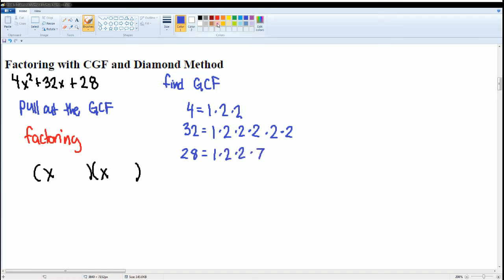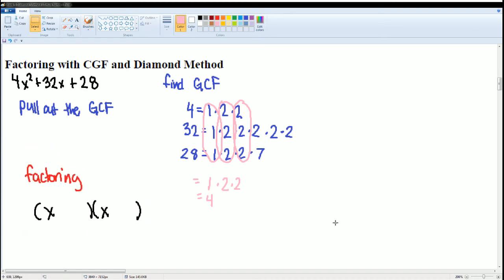Now look at the numbers that they have in common. So you have the number 1 that they have in common. Then you have the number 2 that they have in common. Then, ooh, there's one more pair. And they also have these 2 in common. Okay, then you have that equals 4. So the GCF here is 4. So there's the step here where you pull out a 4.